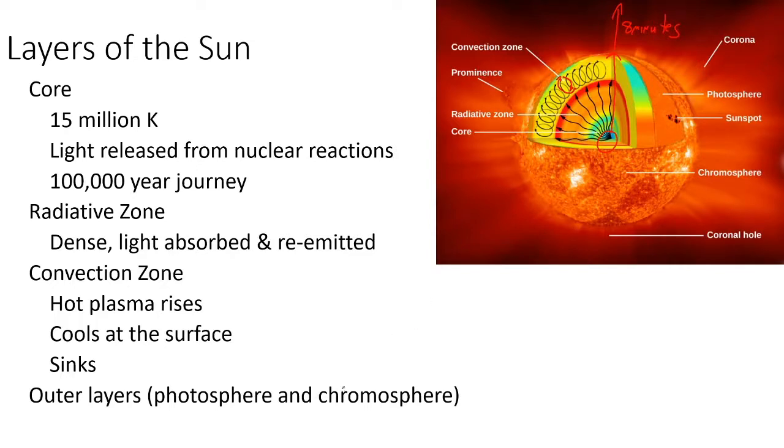And then the outer layers we'd call the photosphere or the chromosphere, the light sphere, and chromo means color. So that's where we're seeing the sun. And we can see that this convection is going on too, because when we look at the surface of the sun, it's not smooth. We see little areas of hotter areas and cooler areas, and we're seeing the mixing there.